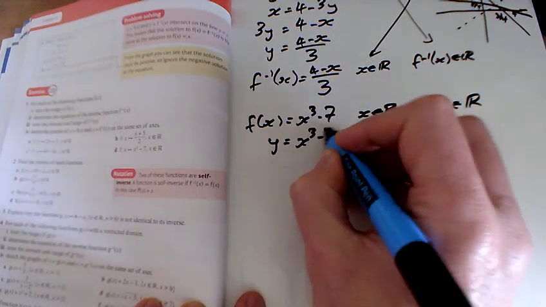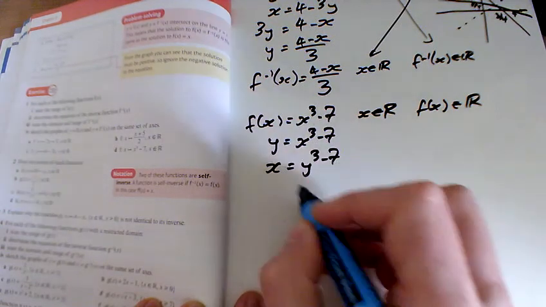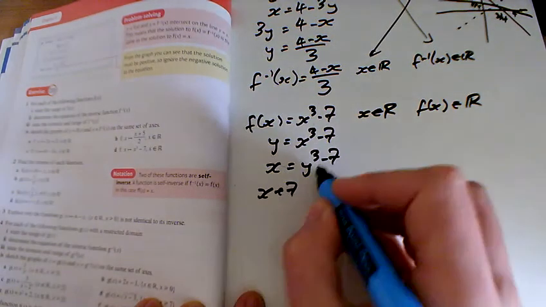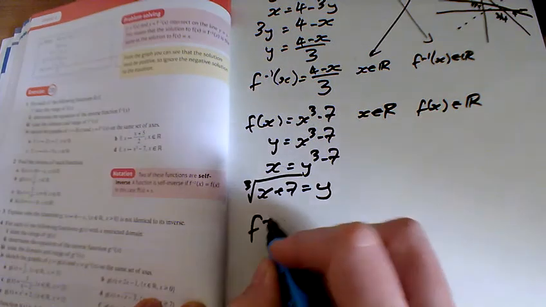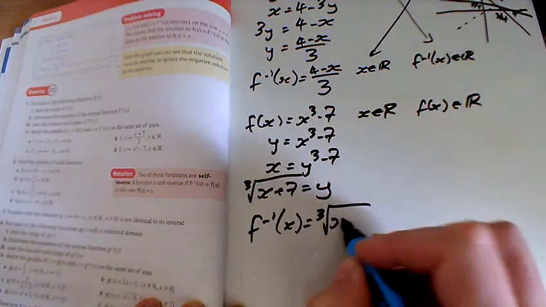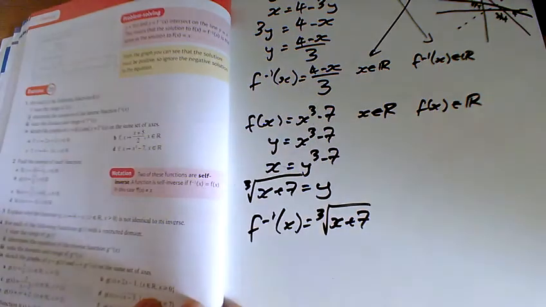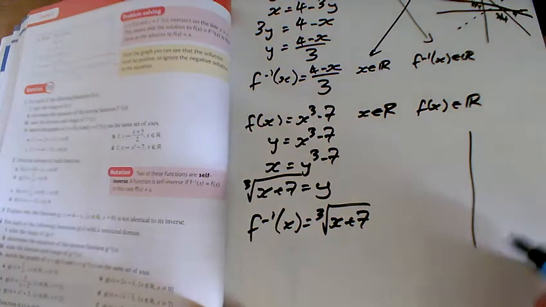Rearranging this, swapping the letters over. So I'm going to add the 7 and then cube root it. And so my inverse function for this one here is the cube root of x add 7. Cube root is not one of those ones that's plus or minus, that's x squared, not that one there.